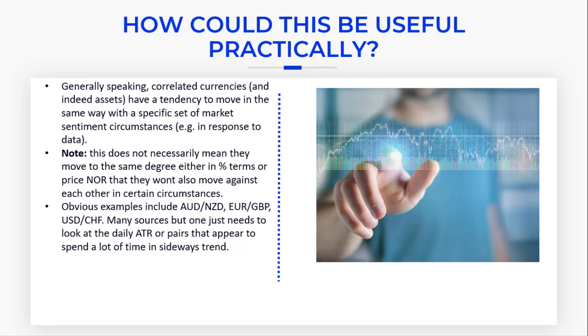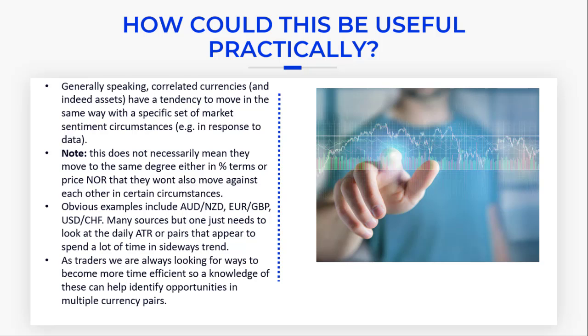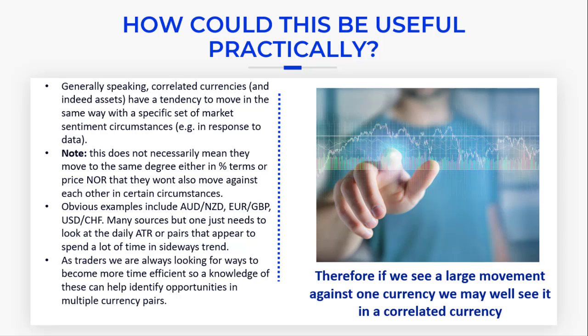There are many sources where you can get this information as to how correlated various currency pairs are, but one just needs to look at the daily ATR of pairs, or pairs that appear to spend a lot of time in sideways trend, to get this fairly quickly. As traders, we're often looking for ways to become more time efficient, so our knowledge of these can help identify opportunity in multiple currency pairs. Therefore, if we see a large movement against one currency, we may well see it also in a correlated currency.